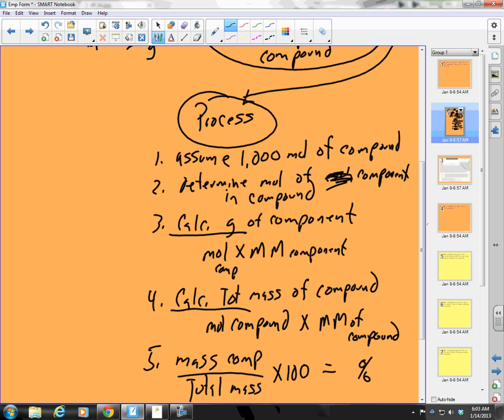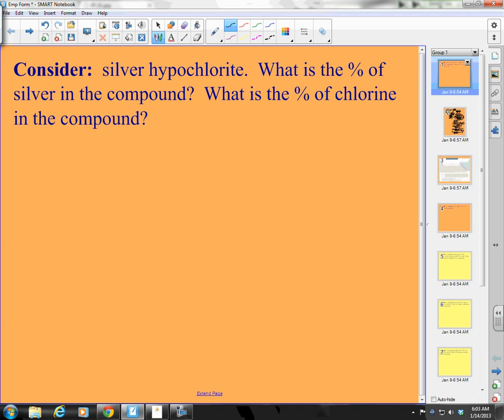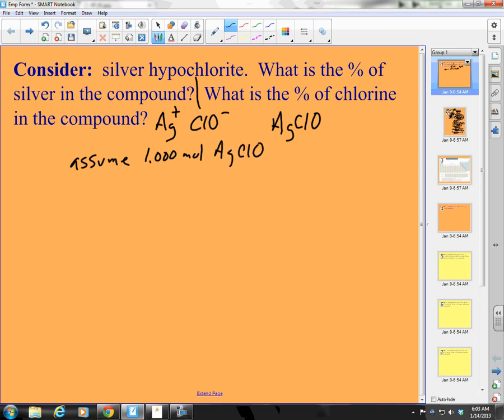Here we go. Let's do this. I have silver hypochlorite. What is the percent of silver? Okay, first thing we have to know is what is silver hypochlorite? Hypochlorite is ClO minus, silver is Ag. It is going to be a +1 as an ion. So what is my formula? AgClO. Good. Now, I'm going to assume that I have 1 mole of silver hypochlorite.